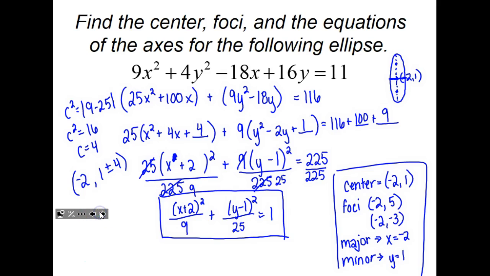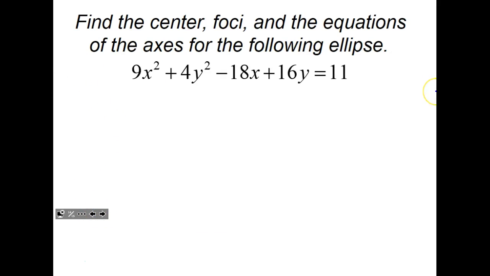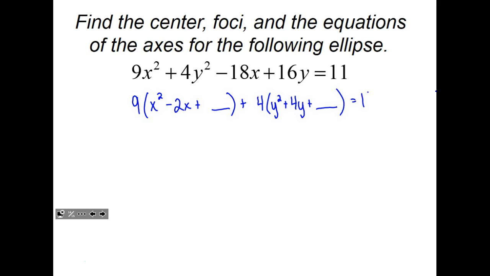All right. Okay, here's one more. So we're going to group here. I'm going to shortcut this a little bit. I'm going to go ahead and factor out my 9 as I group them. So I have x squared minus 2x plus blank. And then when I put my y's together, I'm going to factor out a 4. So I'll have y squared plus 4y plus blank. And that equals 11 plus blank plus blank.